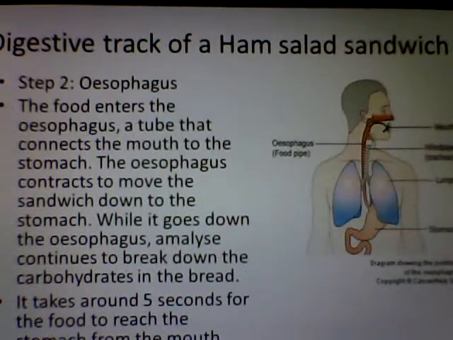Step 2. The esophagus. The food enters the esophagus, a tube that connects the mouth and the stomach. The esophagus contracts to move the sandwich down to the stomach. While it goes down the esophagus, amylase continues to break down the carbohydrates in the bread. It takes around 5 seconds for the food to reach the stomach from the mouth.